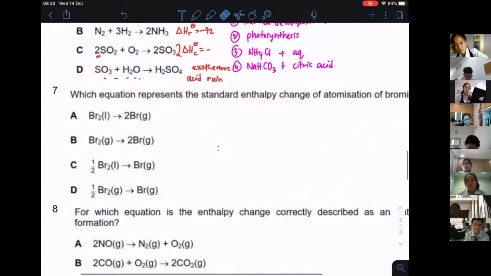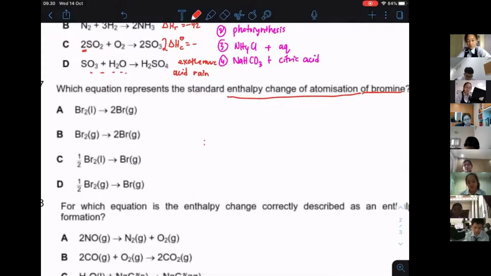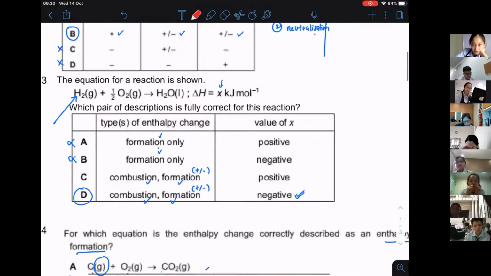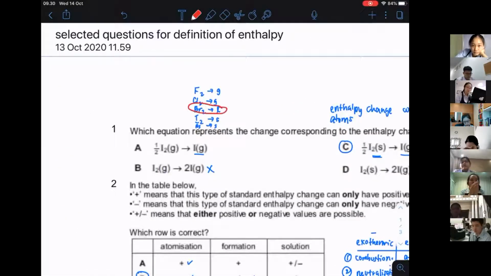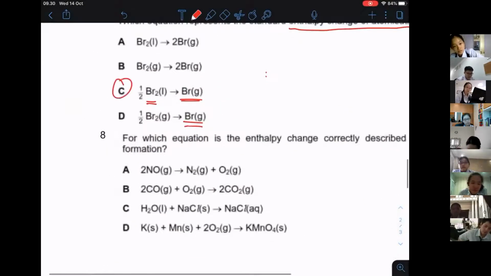Again, this is a similar question about the enthalpy change of atomization of bromine. Atomization means 1 mole of gaseous atoms formed from its element under standard state. Here bromine is going to be liquid. We have gone through this earlier: bromine is always liquid. Therefore, the answer is going to be C. And then the last one.